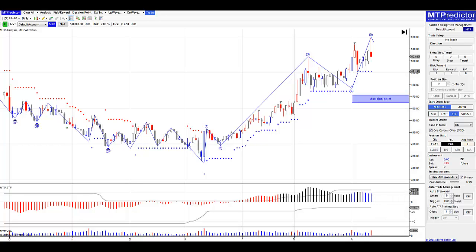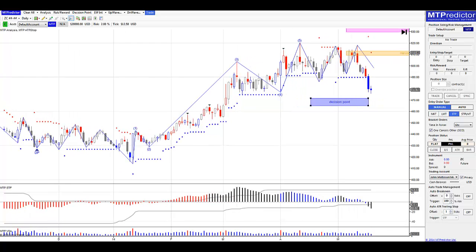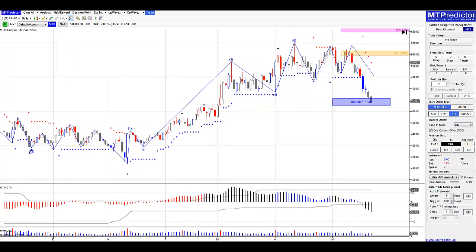Now we could short this and have this be the initial target, or we can wait and see if price does in fact come down to our DP level here, which it does. Now again, we've got strength on the STF to the downside here, so maybe a heads up that they're going to go through this level and continue the trend.